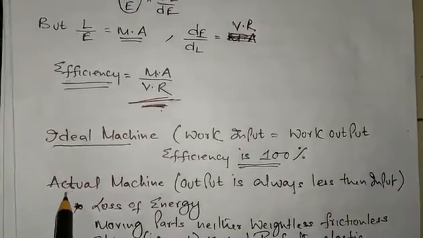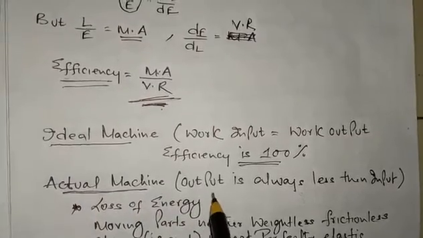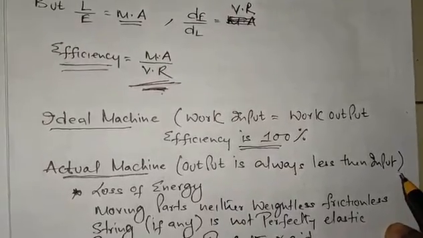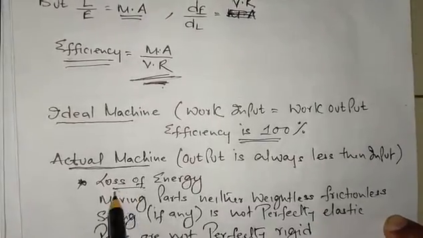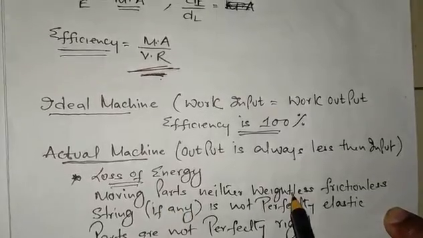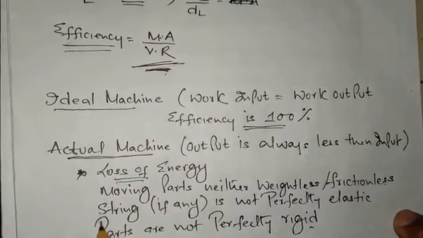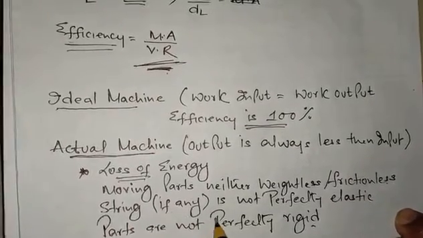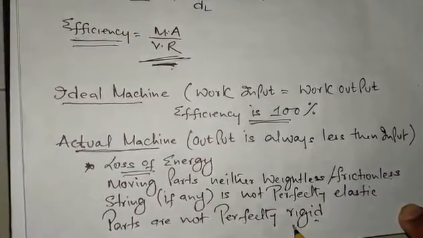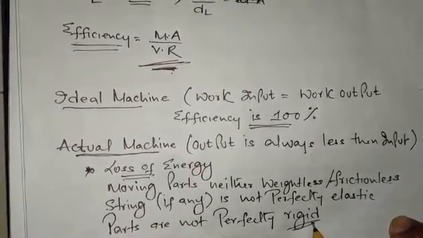But the machines which you use are all actual machines, where the output is always less than the input. Now, why is the output always less than the input? Because there is a lot of loss of energy. The moving parts in the machine are not weightless, they have their own weight, and they must have friction. The string, if the machine has any string, must not be perfectly elastic, and the parts may not be perfectly rigid. So the efficiency for an actual machine is always less than 100%.